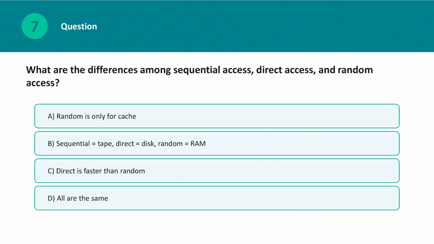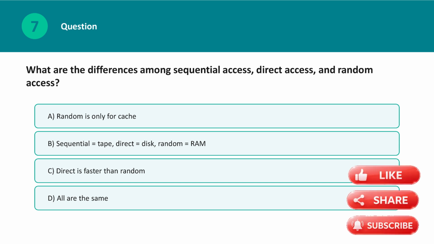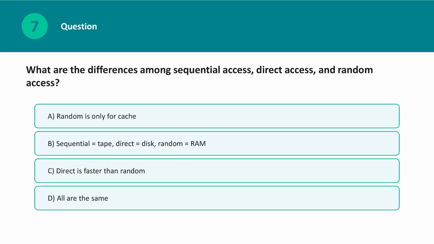What are the differences among sequential access, direct access, and random access? A. Random access is only for cache. B. Sequential is equals to tape. Direct is equals to disk. Random is equals to RAM. C. Direct is faster than random. D. All are the same. The correct answer is sequential is equals to tape. Direct is equals to disk. Random is equals to RAM.